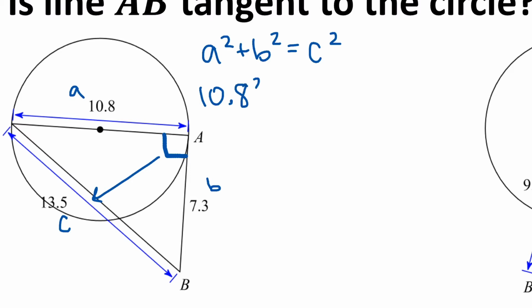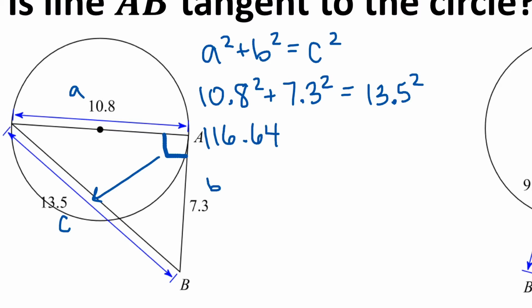So I will do 10.8 squared plus 7.3 squared equals 13.5 squared. And now I'm going to simplify. So 10.8 squared is 116.64. 7.3 squared is 53.29. And 13.5 squared is 182.25.